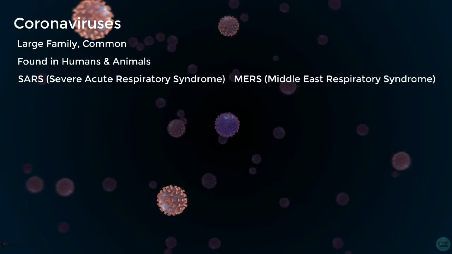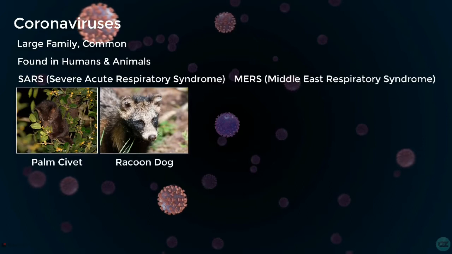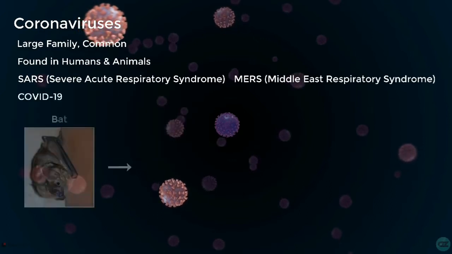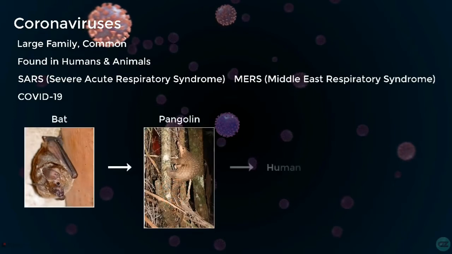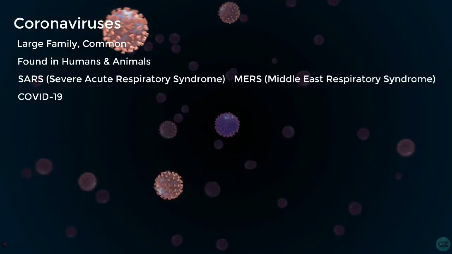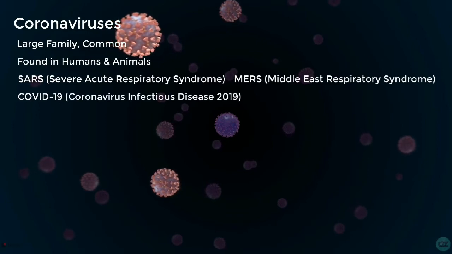In SARS, palm civets and raccoon dogs were identified as the intermediate. COVID-19 is an example of this, which is believed to have jumped from bats to pangolins to humans in a local seafood market in Wuhan, China during 2019. COVID-19 refers to the coronavirus infectious disease found in 2019.